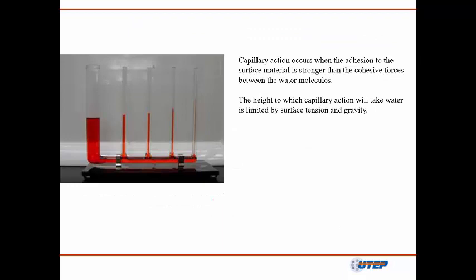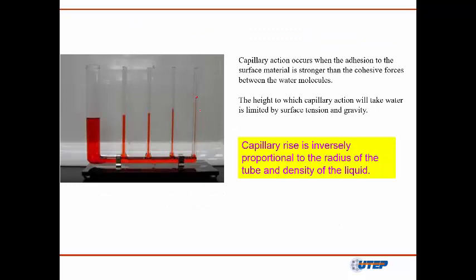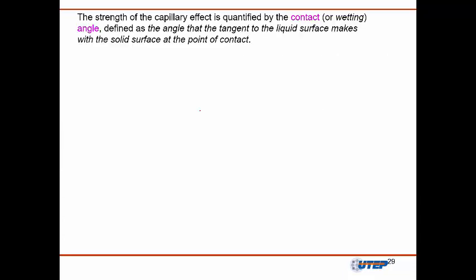So the height of the capillary action will depend on the size of the tube. So the thinner the tube, the higher that column of the liquid will be. And again, if you have water, it'll go a lot higher. And it will be limited by gravity, of course. So capillary rise is inversely proportional to the radius of the tube and the density of the liquid. That's a very important concept.